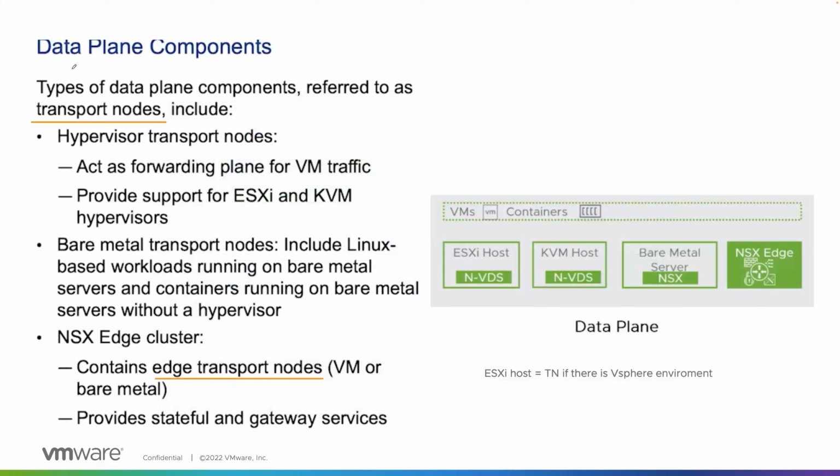So let's talk about the data plane further. When we talk about the data plane, we bring in a new term, which is transport node. In the vSphere environment, you can roughly think that a transport node is equal to an ESXi host. In vCenter, we call it an ESXi host, right? But in NSX, we call an ESXi host a transport node.